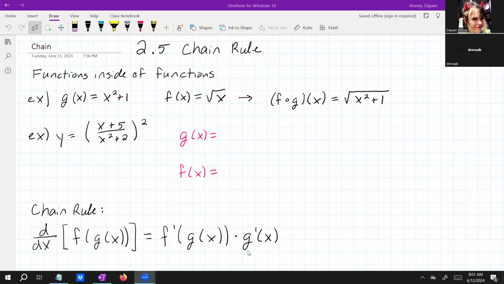Hi, welcome to the chain rule. This rule requires us to notice when we have a function inside another function.